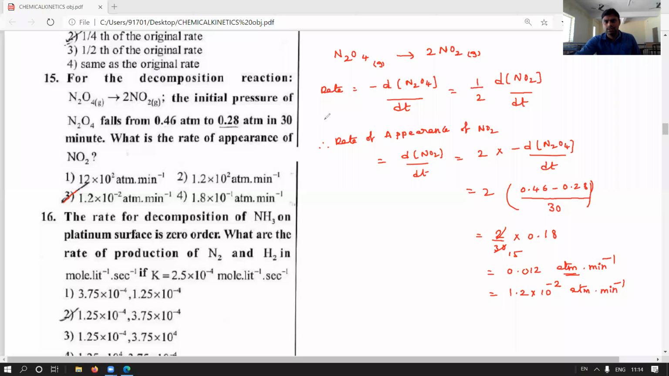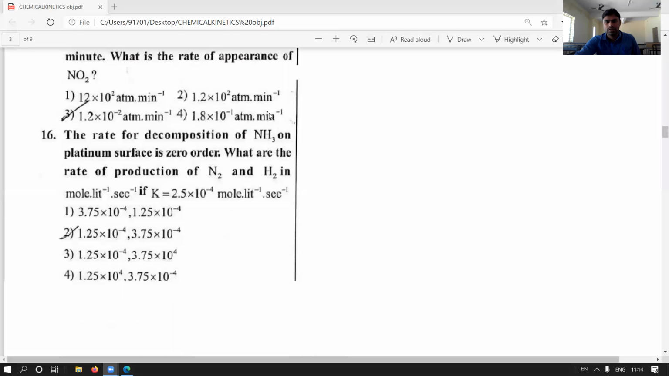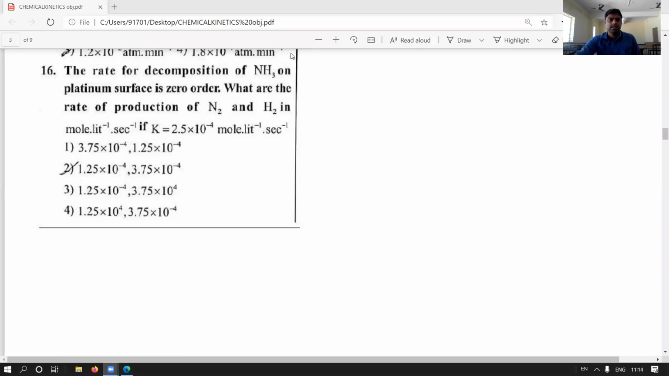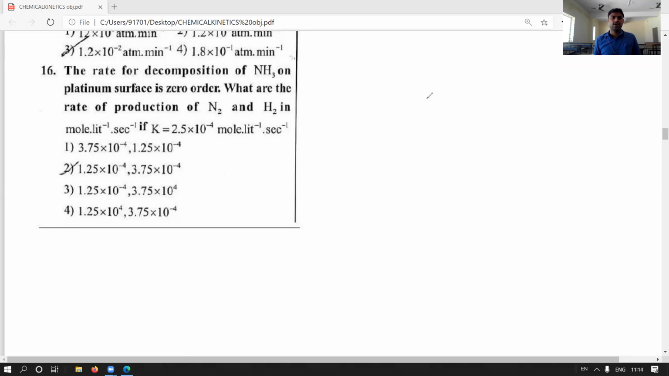Let's see 16th question. The rate of decomposition of ammonia NH3 on platinum surface is a zero order reaction, they give. See, first write that decomposition of ammonia equation. NH3 on decomposition in the presence of platinum surface forms N2 gas plus H2. Balance this equation: 2 moles of NH3 gives N2 plus 3 moles of H2. Okay, now this is the rate equation. It is a zero order reaction.